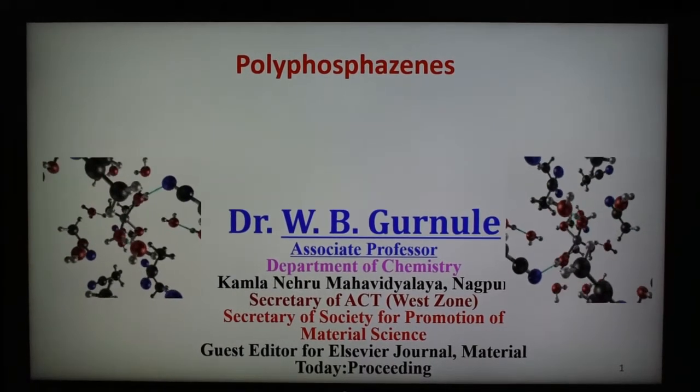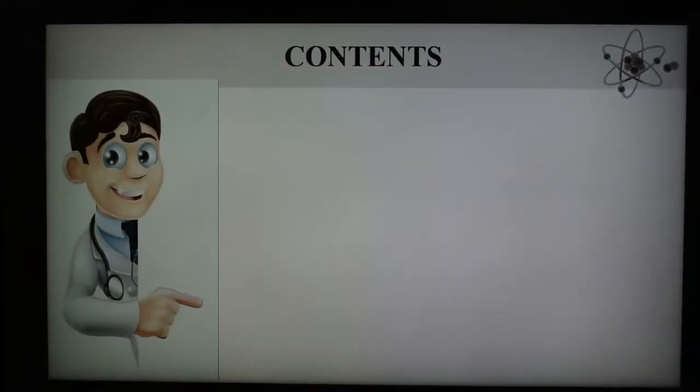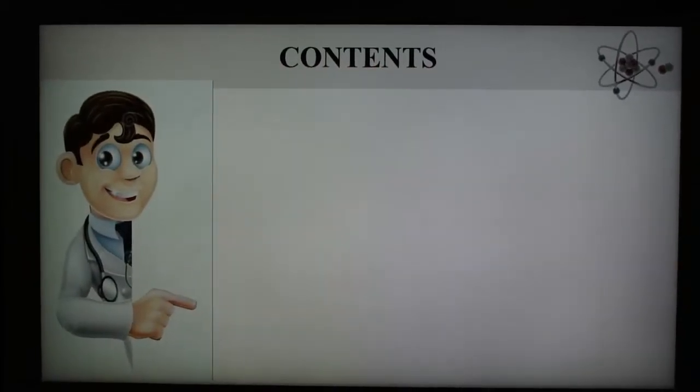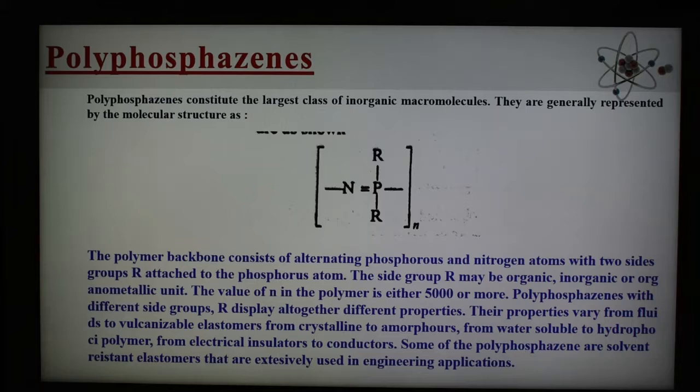And now in this case we are going to discuss different parts: polyphosphazene, preparation of polyphosphazene, applications, structure and bonding of the two types of compound, (NPCl2)3 and (NPCl2)4, trimer and tetramer in this way. And first, what is meant by the polyphosphazene?